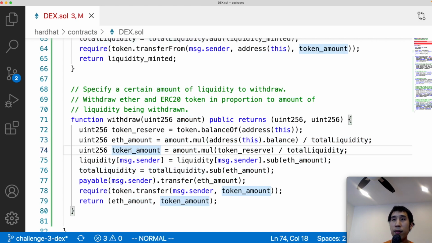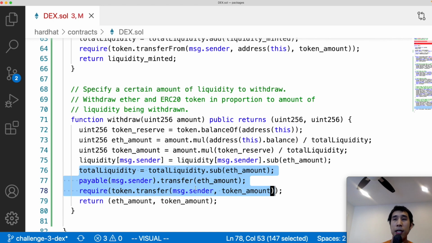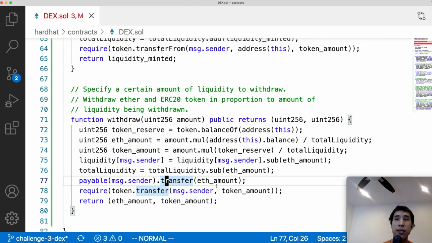To calculate the number of ERC20 tokens to withdraw, the DEX will take the input liquidity and then divide that by the total liquidity, and then multiply that by the total supply of tokens held by the DEX. In the last steps, we're going to update the total liquidity mapping and then also transfer the Ether and the ERC20 tokens back to the depositor.